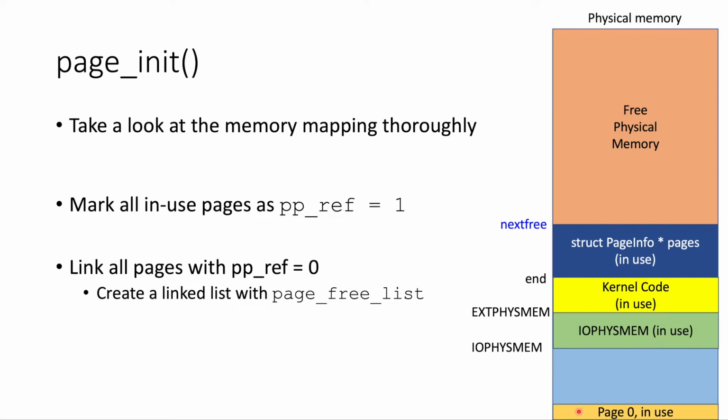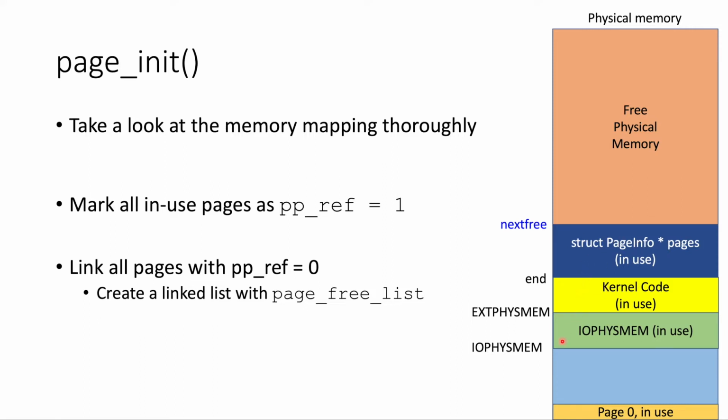So page 0 must be in use, and we will mark everything starting from IO physmem to ext physmem as in use. And the kernel code should be in use, so starting from ext physmem to end, that should be in use. And also we are using the memory starting from the kernel end to the next free, so those areas must be marked as in use.